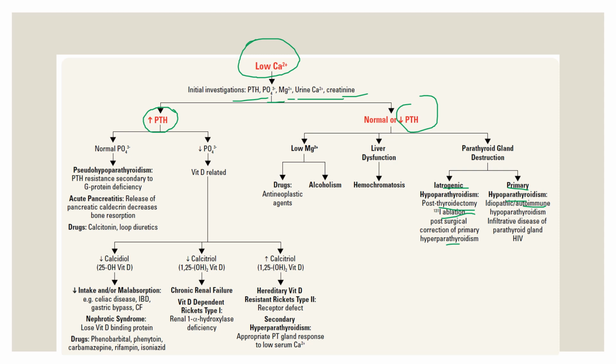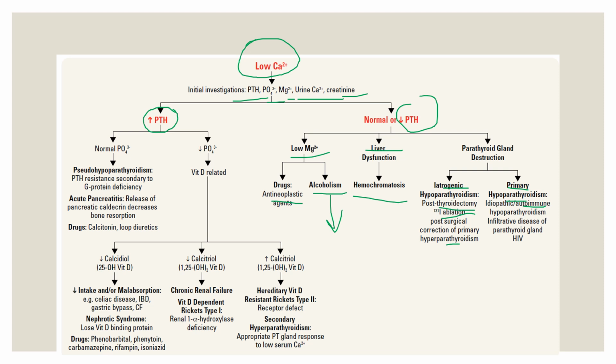Also, you can get low calcium with liver dysfunction, like in hemochromatosis, where you can have low PTH and low calcium. Low magnesium, like in chronic alcoholism, where the main electrolyte abnormality is hypomagnesemia, or in drugs like antineoplastic agents, also causes low magnesium, because magnesium is also important for parathormone production.